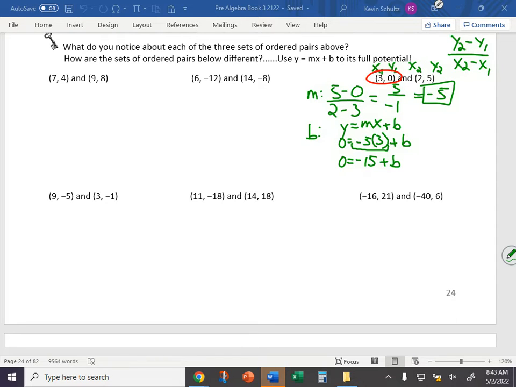We want to get b by itself. So what do we do to move that -15 over? Somebody I haven't heard from you today, perhaps. What do we do to move that -15 over? I think I called on you already, Dave, but thank you for volunteering.